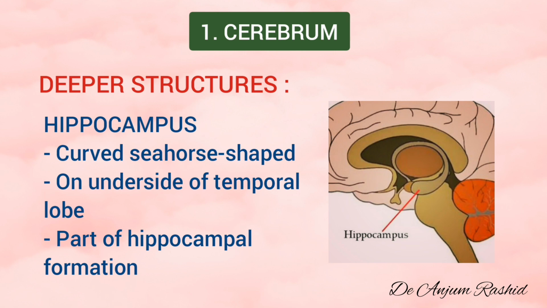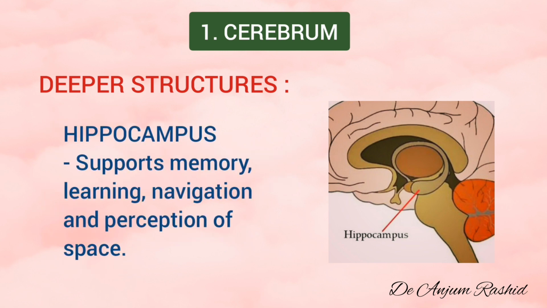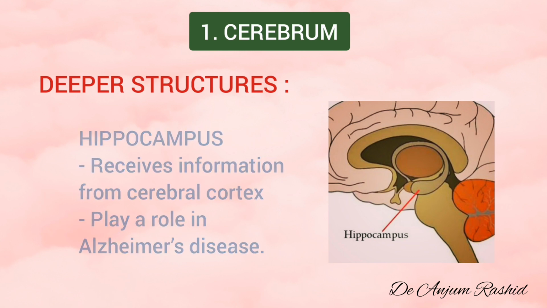It is a curved seahorse-shaped organ which is present on the underside of each temporal lobe. It is a part of a large structure which is called the hippocampal formation. Now, this supports memory, learning, navigation, and perception of space. It receives information from the cerebral cortex and it may play a role in Alzheimer's disease.